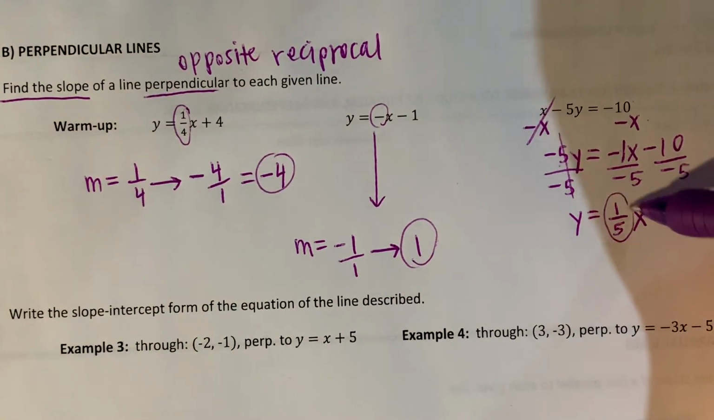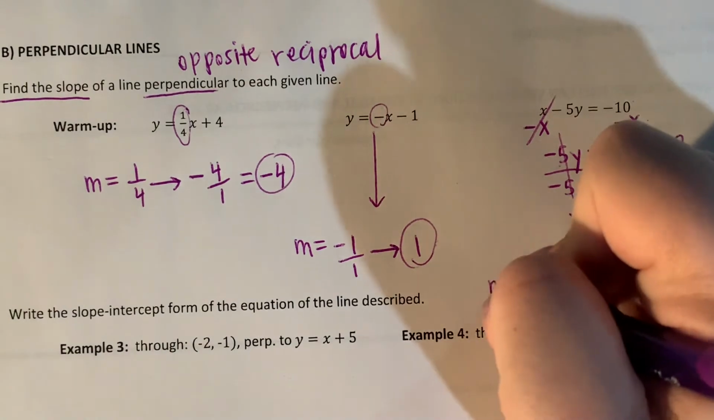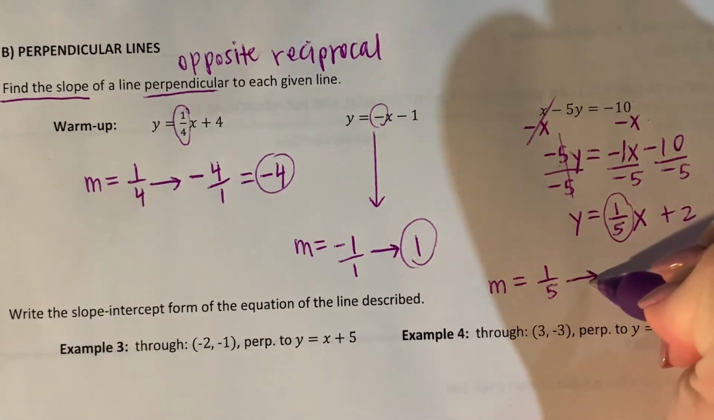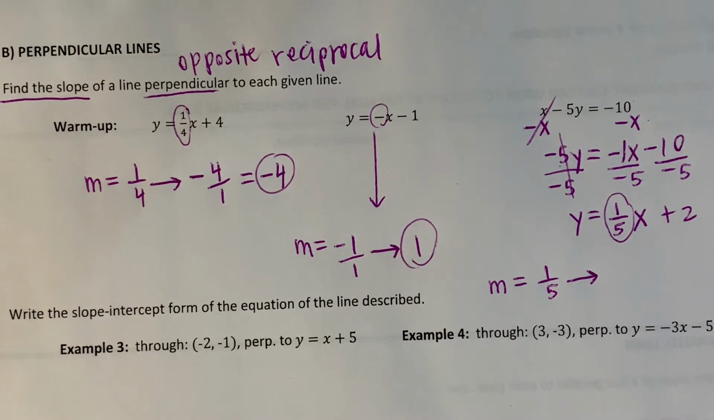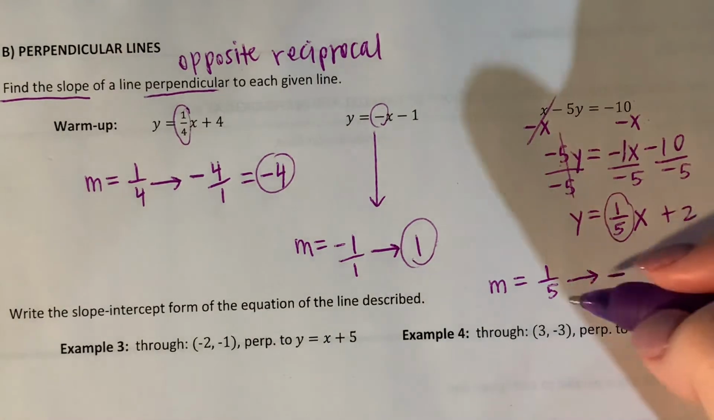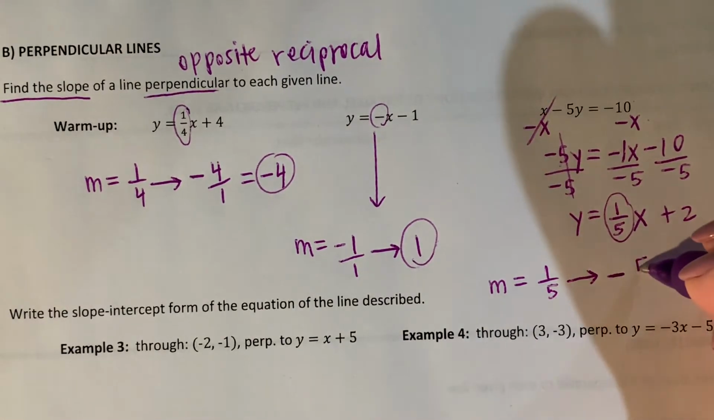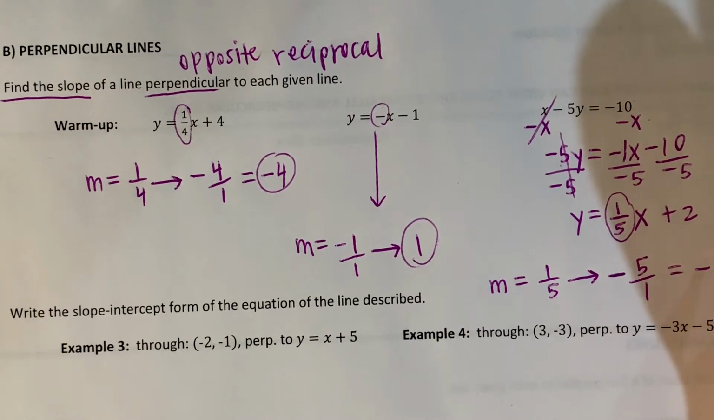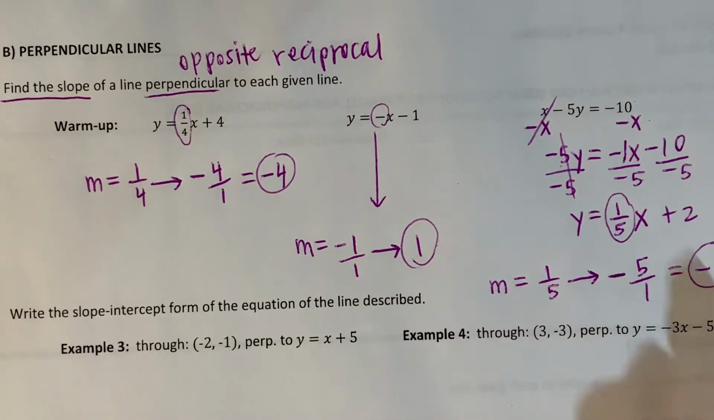So the slope we're looking at is 1/5. If I'm asked to find the slope, it was 1/5, but now I need to do the opposite reciprocal. So now it's going to turn to a negative. Flip it, so 5/1. And then I can simplify that. So my opposite reciprocal slope will be negative 5.